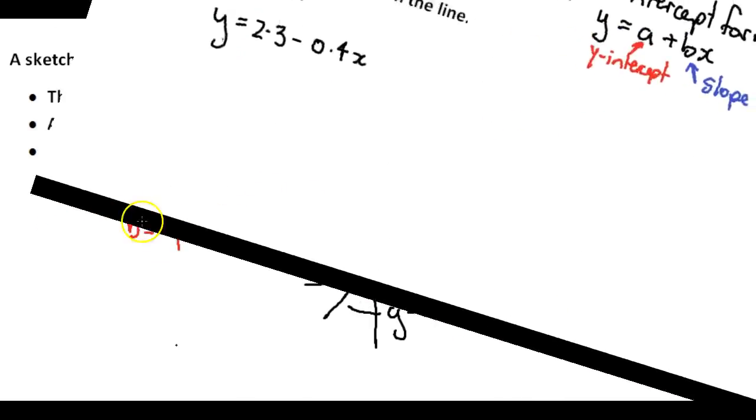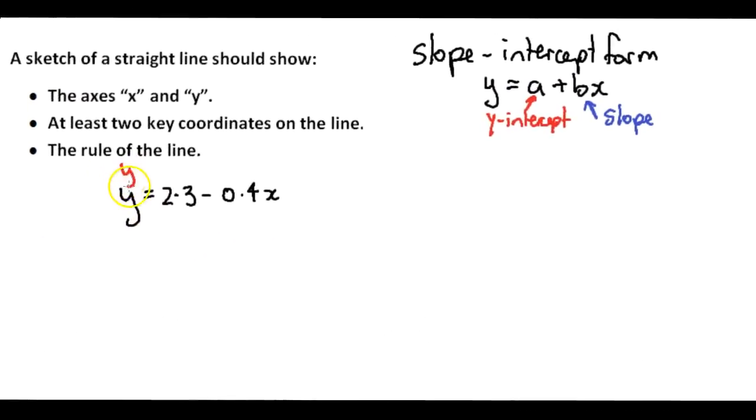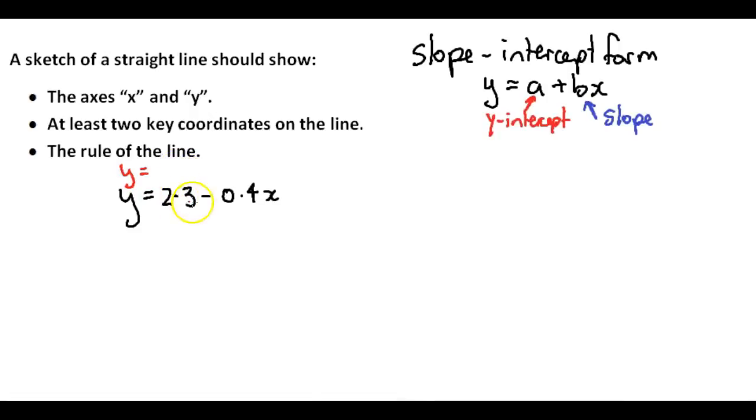Here's another straight line. It's got y by itself, so we compare it to the slope-intercept form. The constant is first, so that's our y-intercept, a plus bx. So our y-intercept is at 2.3 and we have a negative slope. So our slope this time is written as a decimal.